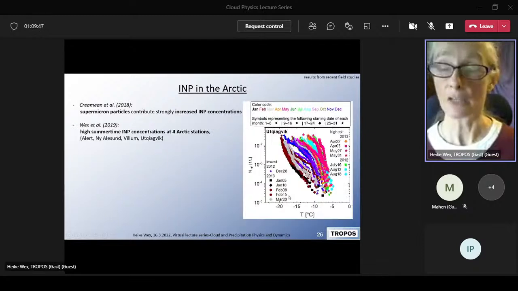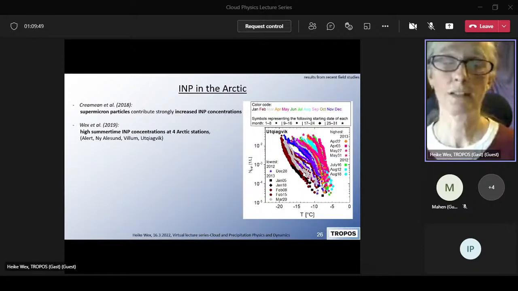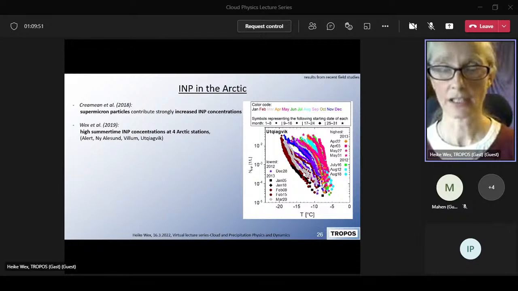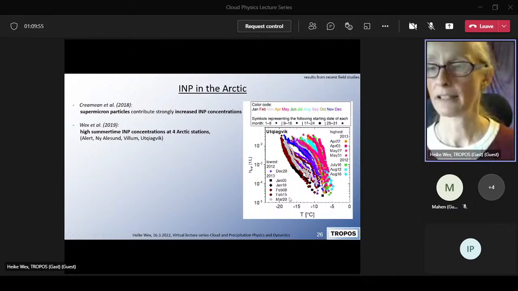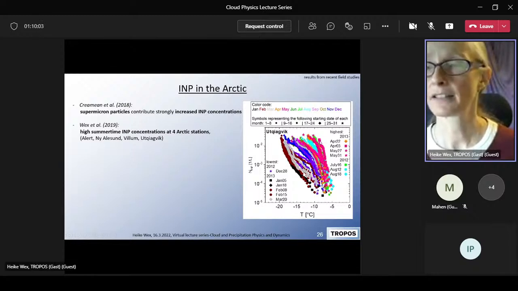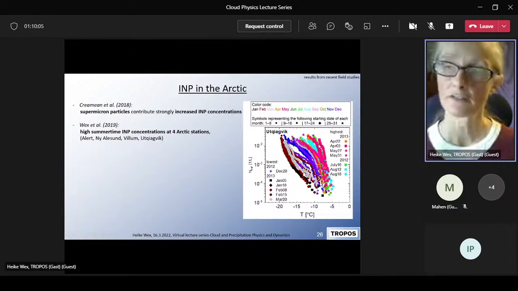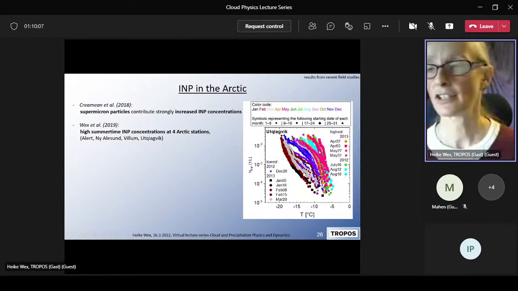And we actually found the same in a study where we looked at filters from 4 Arctic stations. And for all of these stations, we have plots like that one here. It's again INP spectra. We found low concentrations in the winter months, January through March, and high ones in the summertime. It's a bit different when this high concentration started. Here it already started in April and was seen until August.